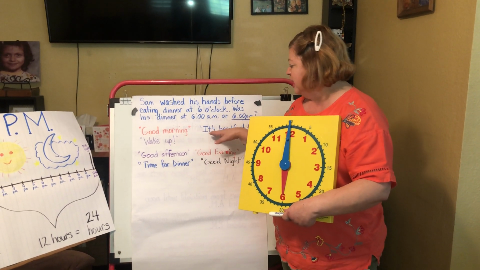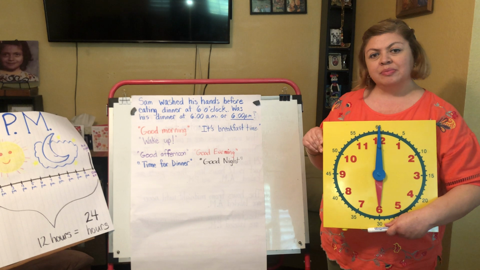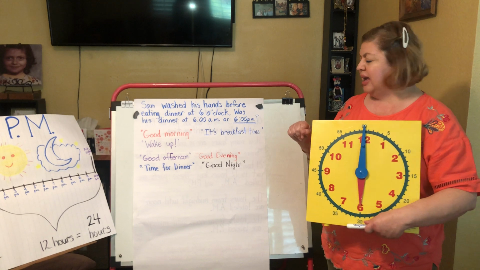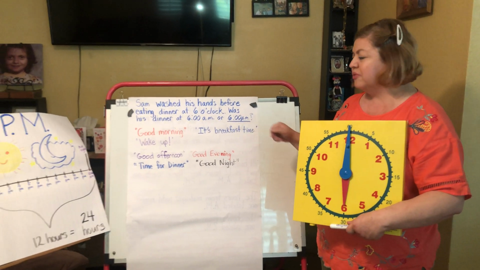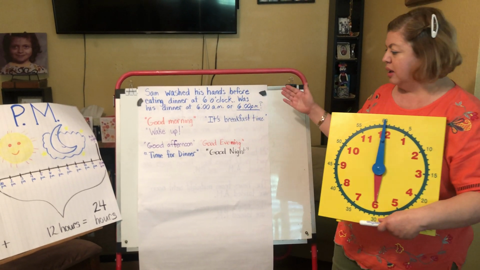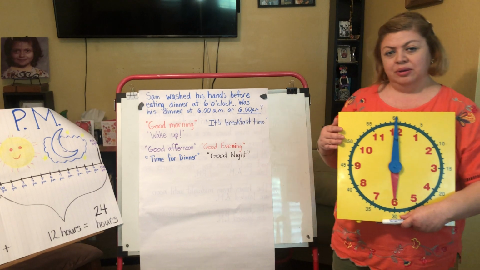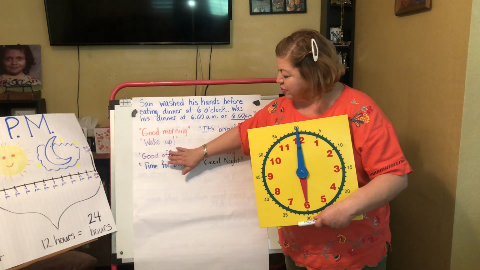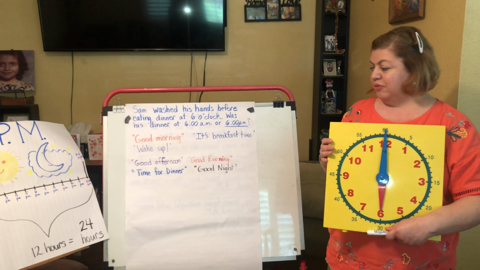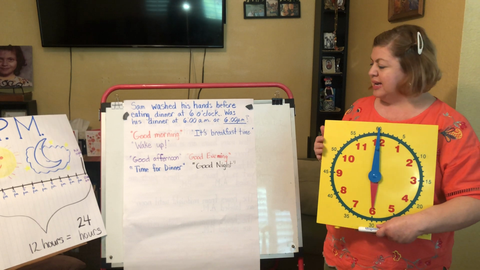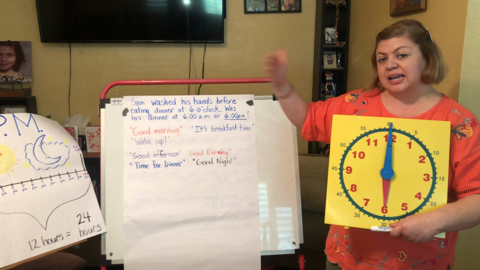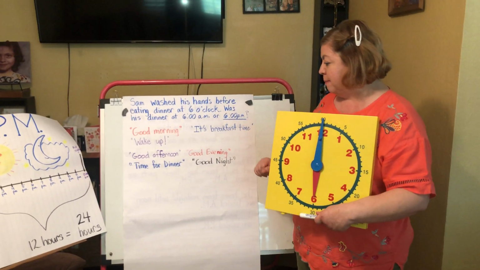What about it's breakfast time? A.m. or p.m.? If you said a.m., then you are awesome. Breakfast time happens during the a.m. hours, our first part of the day. Good afternoon. There's a big clue there. Afternoon. A.m. or p.m.? If you said p.m., you are amazing. Yes, p.m. It is past the middle of the day. It is the second part of our day, and it is p.m.